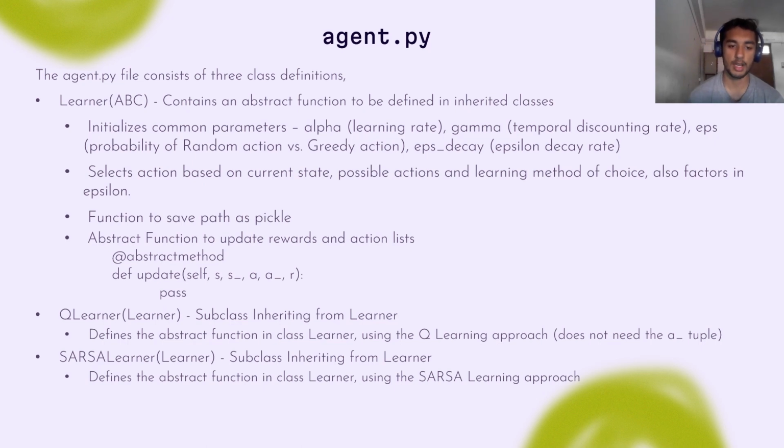It also has an abstract function that saves the path taken as a pickle file. That will be concretely defined in the coming classes, in the subclasses. So it's different for Q-learner and SARSA learner.